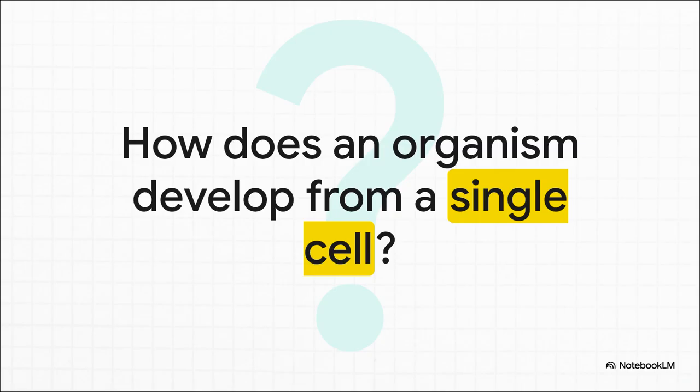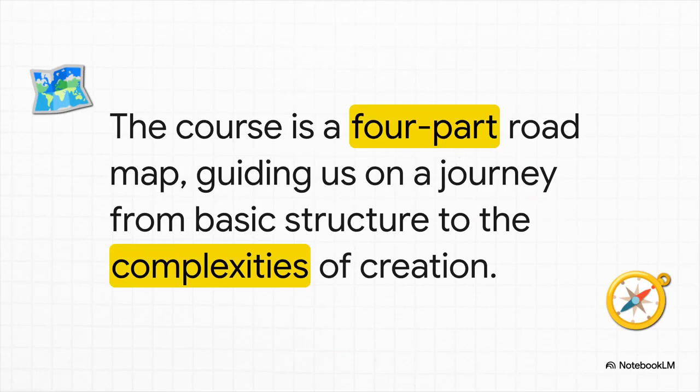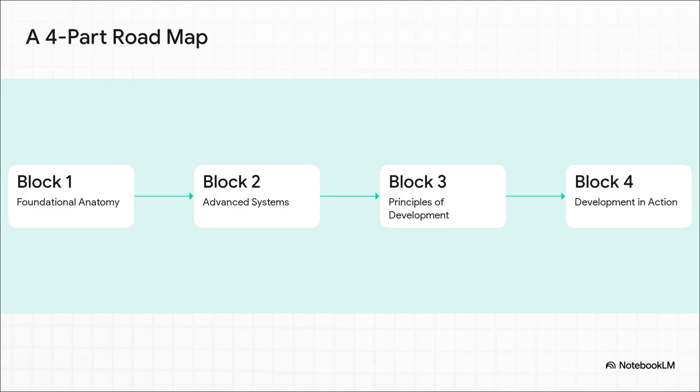So the big question is, how does this course even begin to tackle all of this? Well, it gives us a roadmap, a 4-part roadmap to be exact. You can think of each part as a block, and each block builds on the one before it. It's all designed to guide us on this amazing journey, starting with the basic structure and taking us all the way to, well, the miracle of creation. So here's how it's laid out. We kick things off with the foundational anatomy, the basics. Then we move on to the more advanced systems that control everything. After that, we dive into the core principles of development, and finally, we get to see those principles in action. So let's break down that first half.